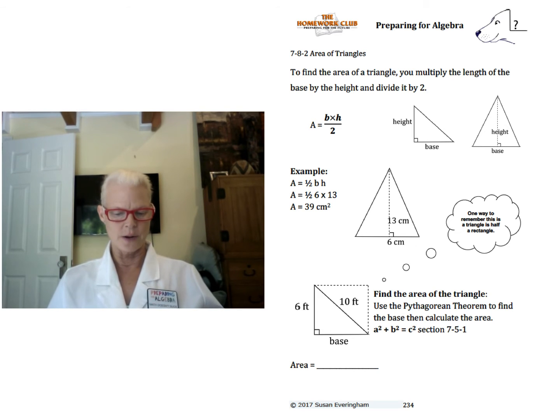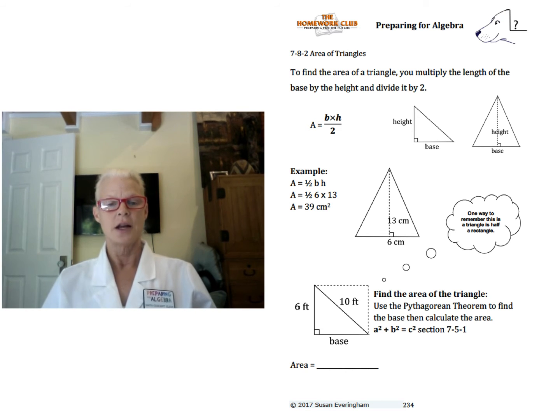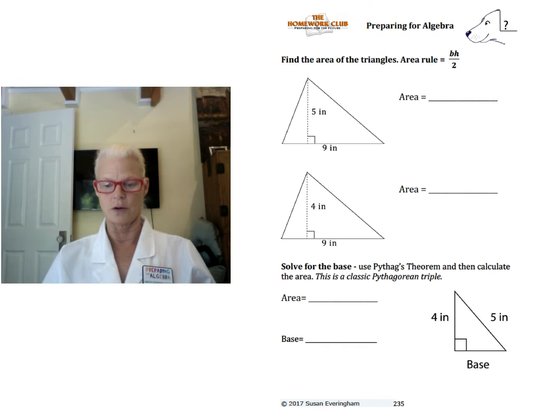The other nice example at the bottom is to find the area of the triangle. You can use the Pythagorean theorem to find the base, then calculate the area, which would be half the rectangle, right? So I'll let you work on that, and answers are in the back of the book. The last page for this little video, we're going to do a couple more problems with finding the area of a triangle. Triangles are half a square, generally speaking. Solve for the base, use the Pythagorean theorem, and then calculate the area.